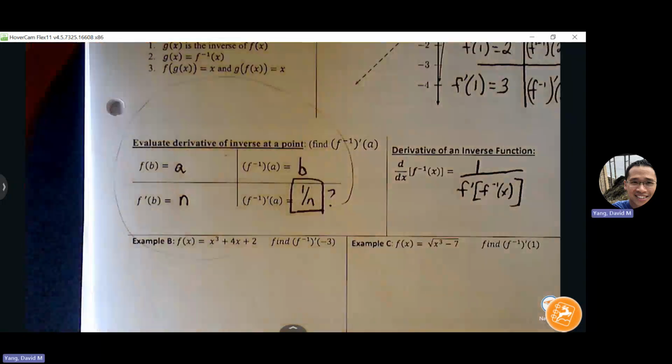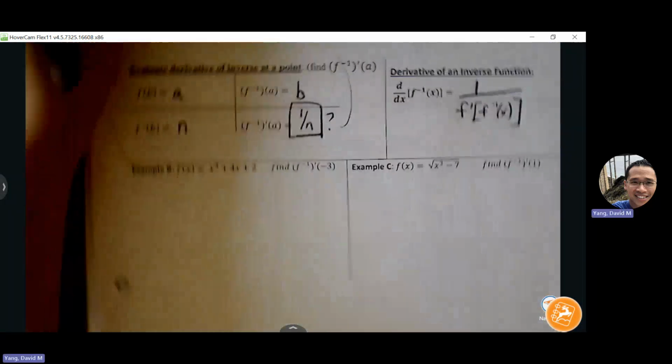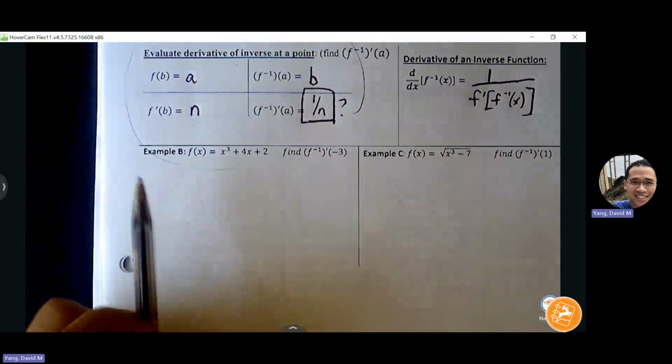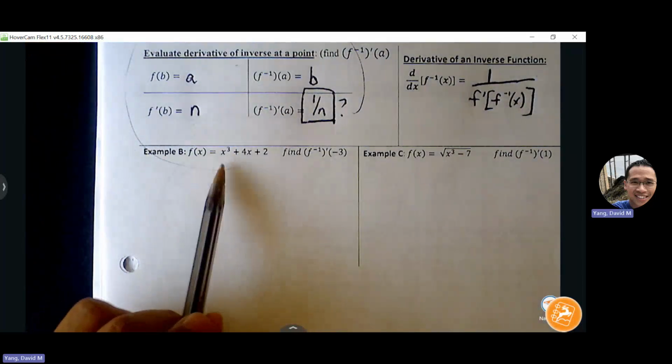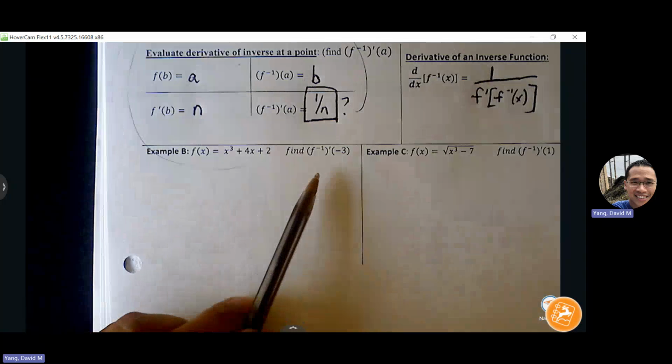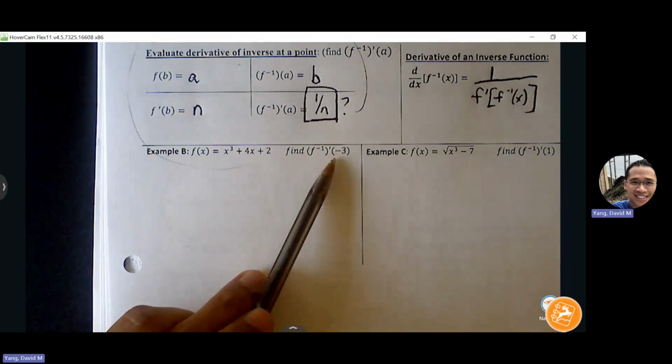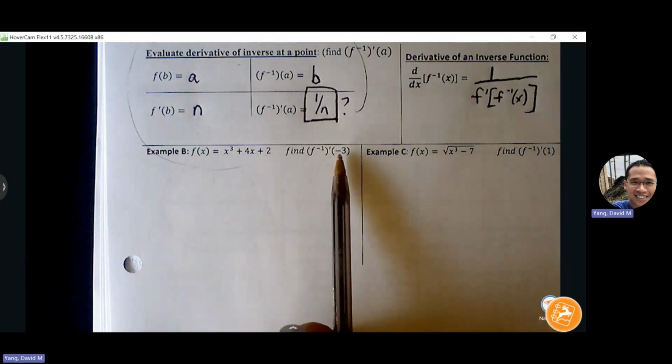Okay, so I'm going to use the same process here to show you how I work through a problem. So let's look at example B here. f of x equals x cubed plus 4x plus 2. It says find the derivative of f inverse at -3.